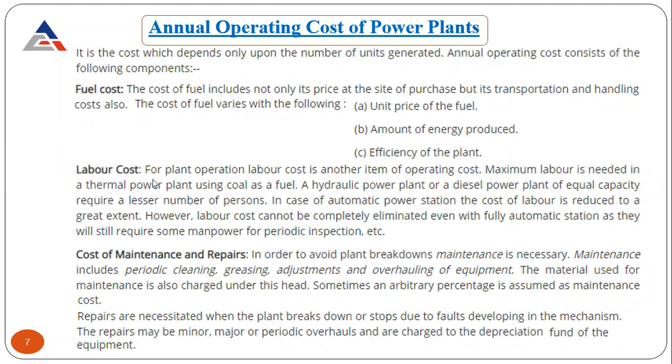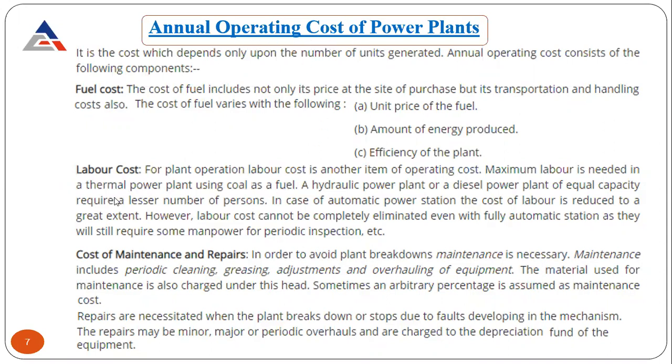Next one is the labor cost. For the plant operation, the labor cost is another term of the operating cost. The maximum labor is needed in a thermal power plant using coal as a fuel. And one thing is why this labor cost comes under the operating cost category: in some power plants, the labor is not fixed. In some weeks, 2 units are in the working condition, or in some other week, all the 4 units are in the working condition. So when all 4 units are working, more labor is required, and if the units are in shutdown, then no labor or very little labor is required. So that's why labor comes under the operating cost category.